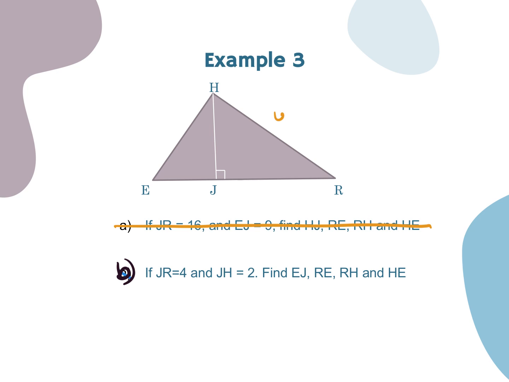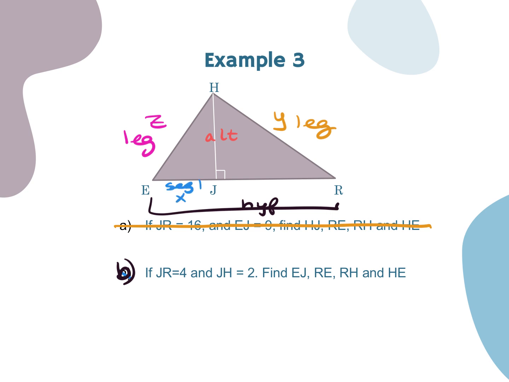So this is going to be Y again. It's a leg. Then I'll do the other leg in pink, and I'll call it Z. The whole hypotenuse is here. And then this is my altitude. This time I don't know one of the segments. This will be segment 1, but I'm going to call it X. And this time they gave me an altitude. They gave me the altitude to be 2. And they also gave me JR, segment 2 here, to be 4.